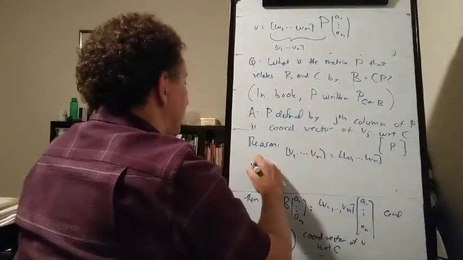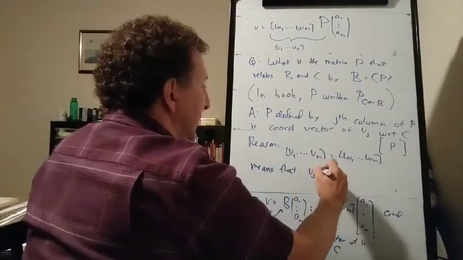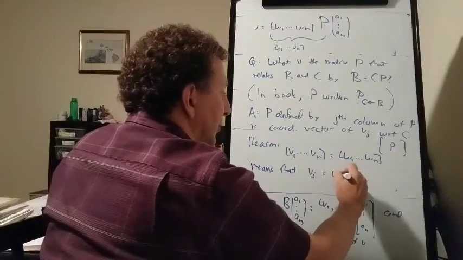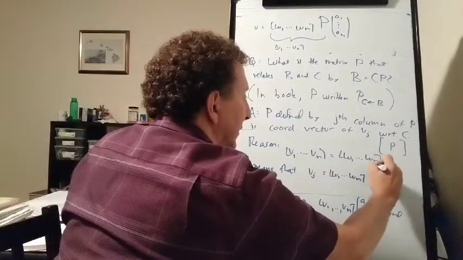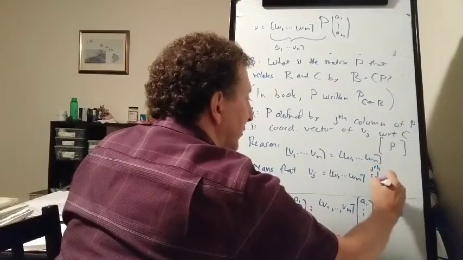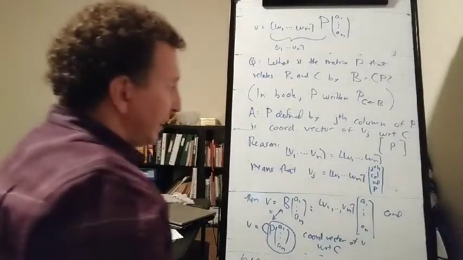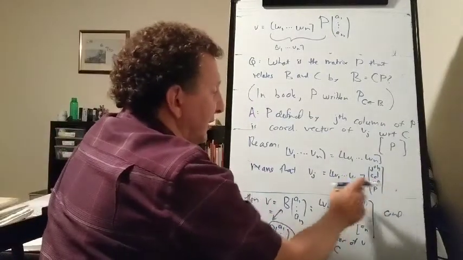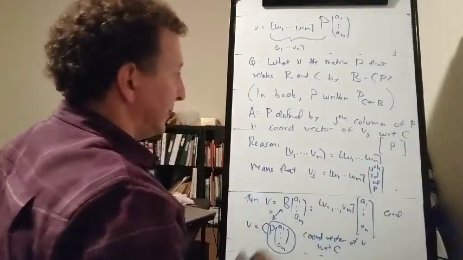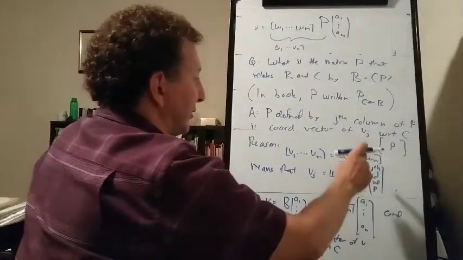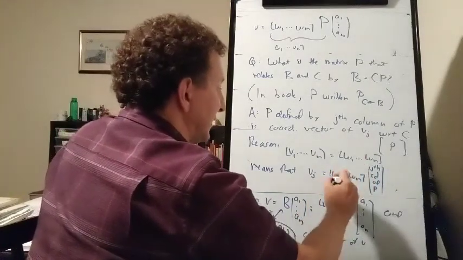So this means that Vj equals W1 through Wn times the jth column of P. In other words, the jth column of P is precisely the linear combination of W1 through Wn that gives us Vj. It's the coordinate vector of Vj with respect to the basis W1 through Wn, which is C.